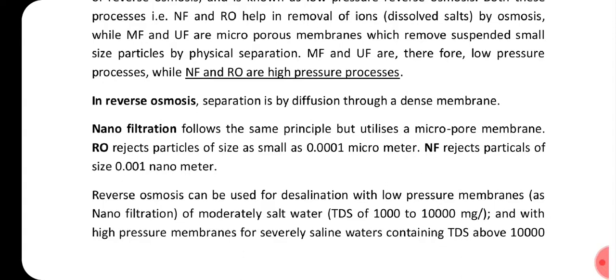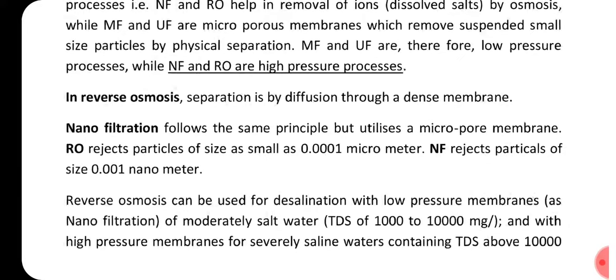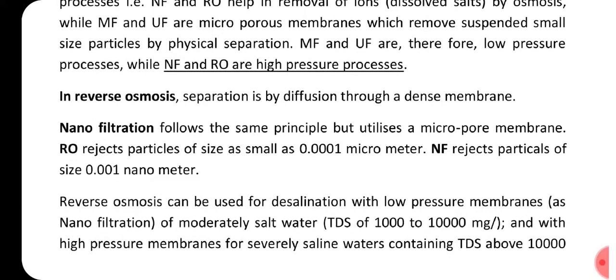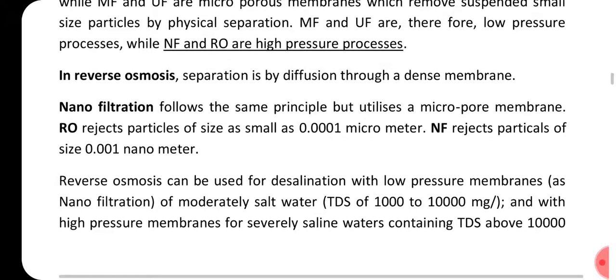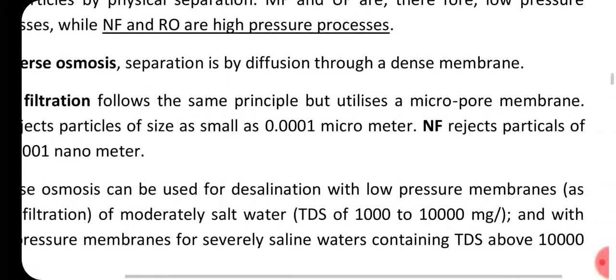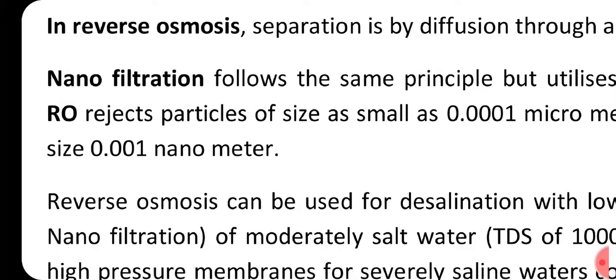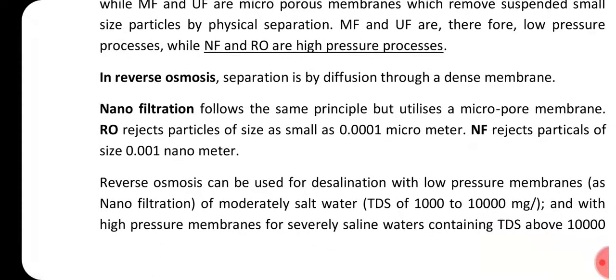RO rejects particles of size as small as 0.0001 micrometer, whereas NF rejects particles of size 0.001 nanometer. So that means here you can see NF and RO deal with very minute particles. These two are commonly used in separation of water from the minerals. If saline water is there, or any other contaminants are there, that can be easily separated by either reverse osmosis or nanofiltration. So you are expected to remember these differences. Okay, what does RO reject? RO rejects particles as small as 0.0001 micrometer, and NF, that is nanofiltration, rejects particles of size 0.001 nanometer. So this you can understand.